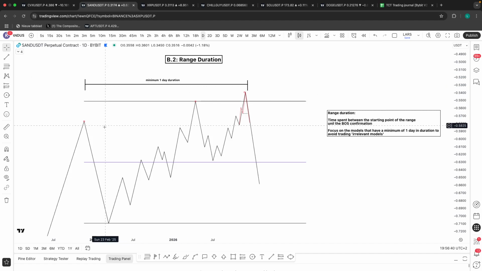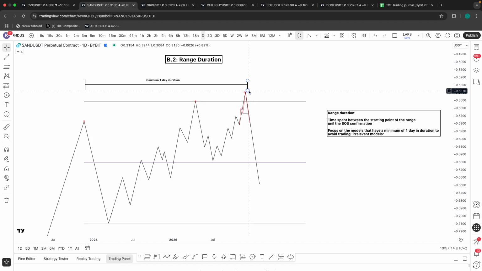So when we have our model 1 distribution as showcased here, the range starting point right here, up until that break of structure confirmation right there, the time that it took in between those 2 points is going to be our range duration. And we want to be focusing on the models that have a minimum of 1 day in duration, where usually, if they have 1 day in duration, it is going to be around 1 day and 10 hours, which is something I've noticed purely from experience.